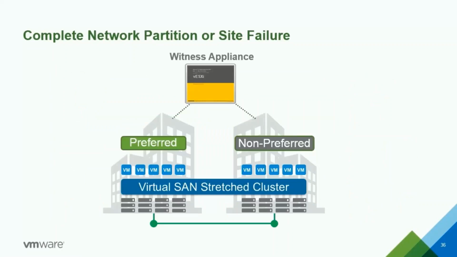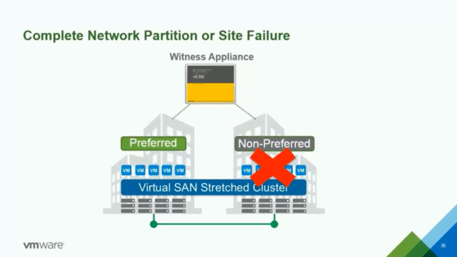So now let's talk a little more about site failures or site partition events. What happens if we have either a complete network partition, where we lost all network connectivity to a site, in this case our non-preferred site, or the site itself fails for some reason? From an availability standpoint, both of those situations are basically the same. Those VMs are obviously going to get shut down as part of that. If the site is just gone, had a power failure or something like that, the VMs are going to power off.